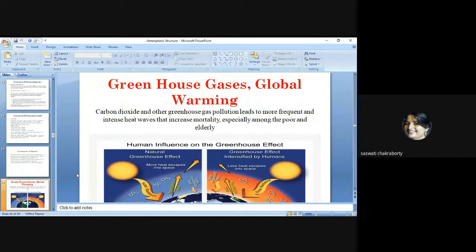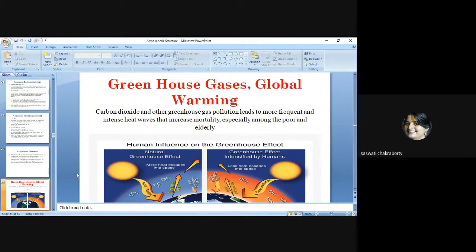Now, greenhouse gases and global warming. This is a very common topic. We all know what greenhouse gases are, but since it is a part of air pollution, I have to discuss it. We won't go into detail, but we need to discuss all this.